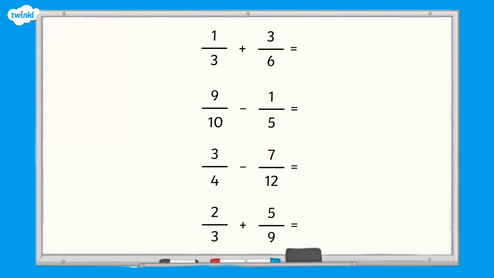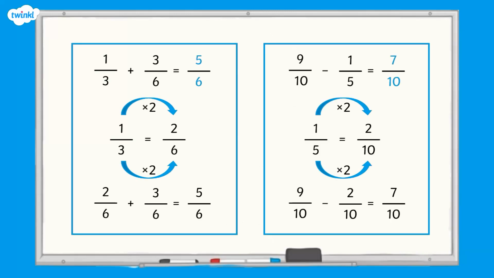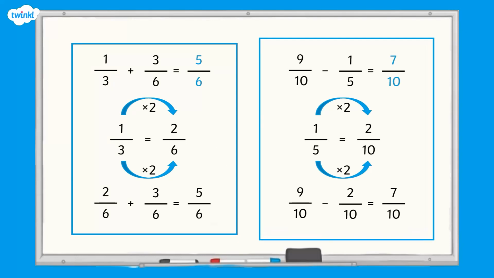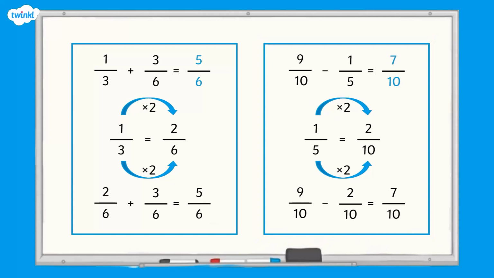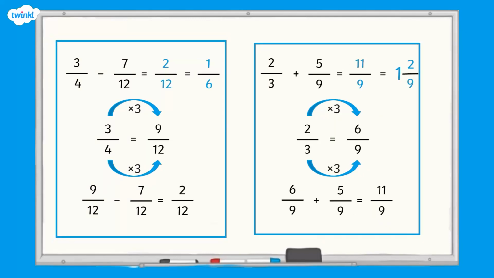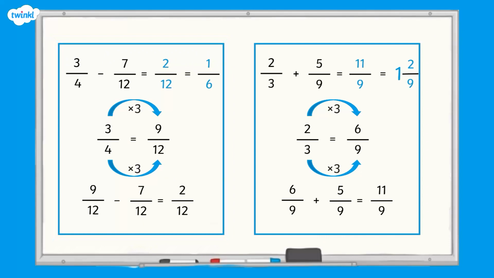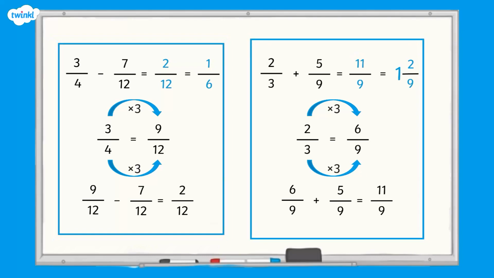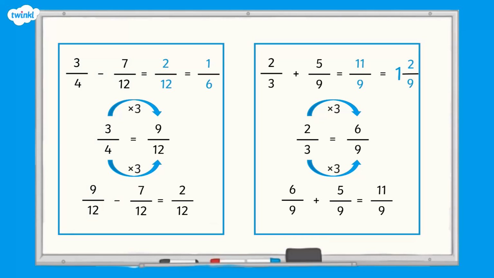How did you get on? Check your answers. 1/3 add 3/6 equals 5/6. 9/10 subtract 1/5 equals 7/10. 3/4 subtract 7/12 equals 2/12. This answer can also be simplified to 1/6. 2/3 add 5/9 equals 11/9, which equals 1 2/9.